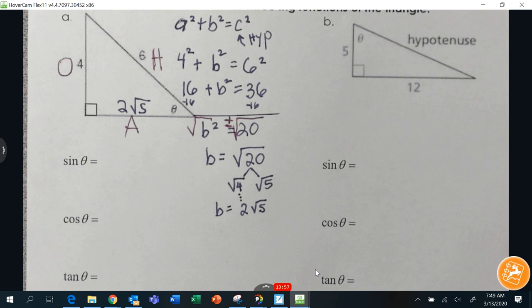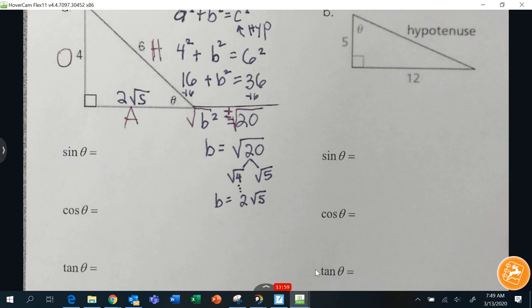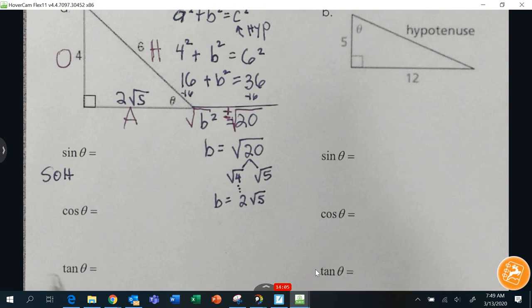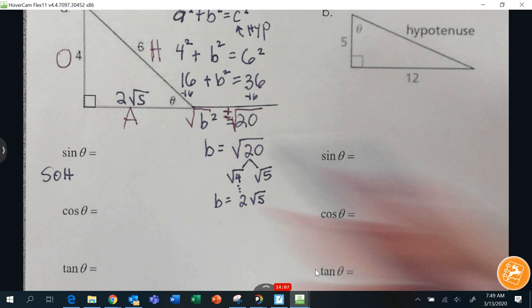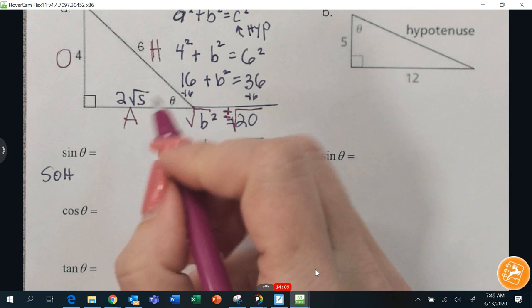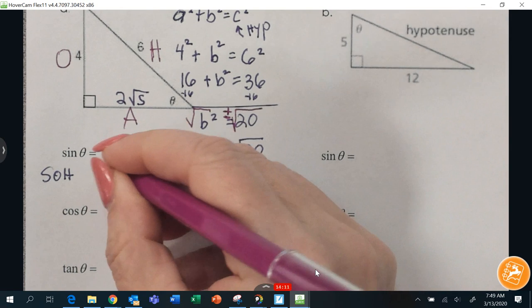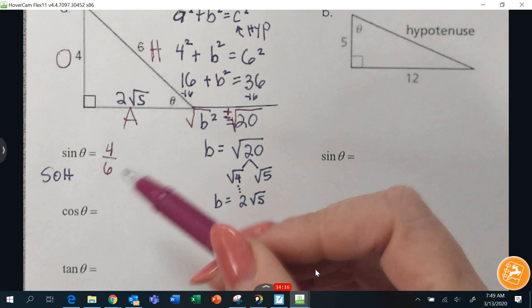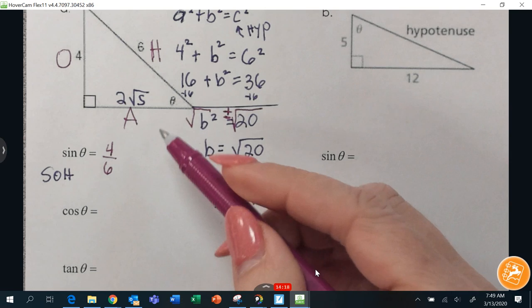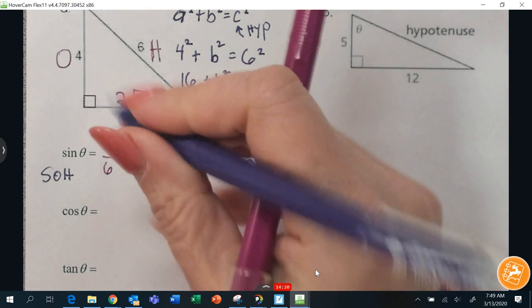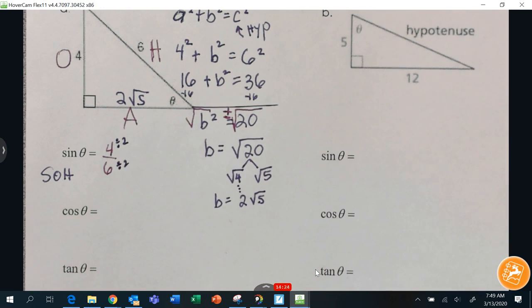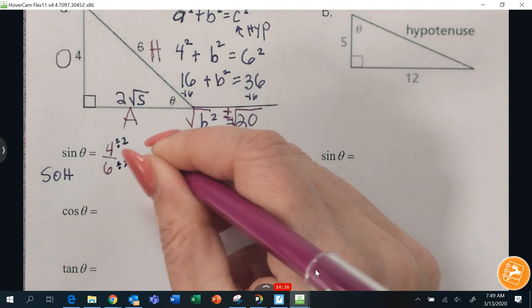So we are now going to find the sine, the cosine, and the tangent. So let's use SOH. S-O-H. It is the opposite side over the hypotenuse. And I've already labeled it, so this should be easy. Opposite is 4. Hypotenuse is 6. Do we ever leave this unreduced? Never. So we will reduce by 2. Divide the top and bottom by 2. And we get 2/3.